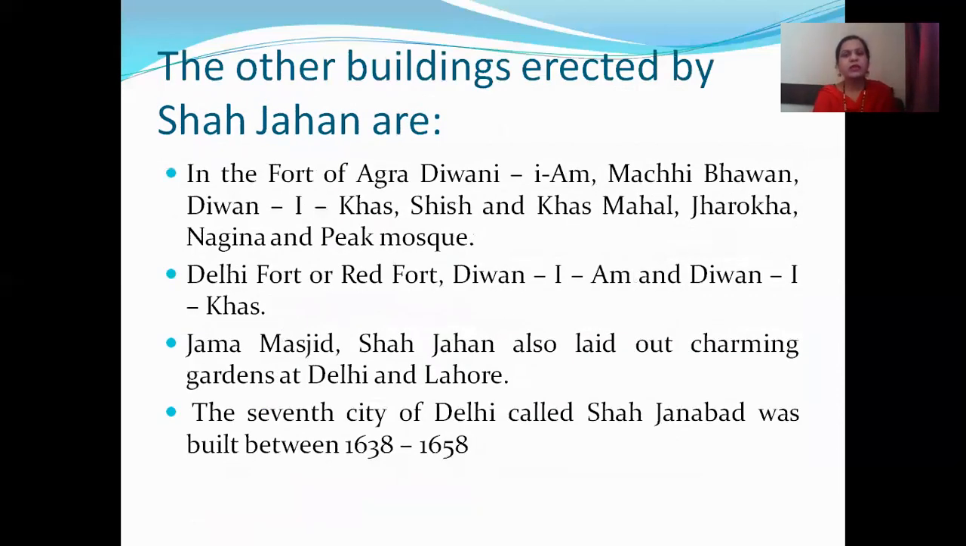Other buildings erected by Shah Jahan are, in the fort of Agra, Diwan-i-Am, Machhi Bhavan, Diwan-i-Khas, Mahal, Zaroka, Nagina, Moti Masjid, and the Delhi Fort or Red Fort, which is very famous and still exists today in Delhi, with Diwan-i-Am, Diwan-i-Khas, and even the famous Jama Masjid. Shah Jahan also laid out charming gardens at Delhi and Lahore. The seventh city of Delhi, called Shahjahanabad, was built between 1638 and 1658.